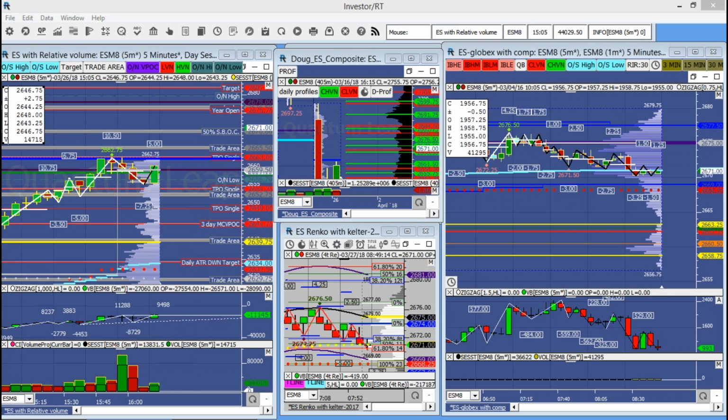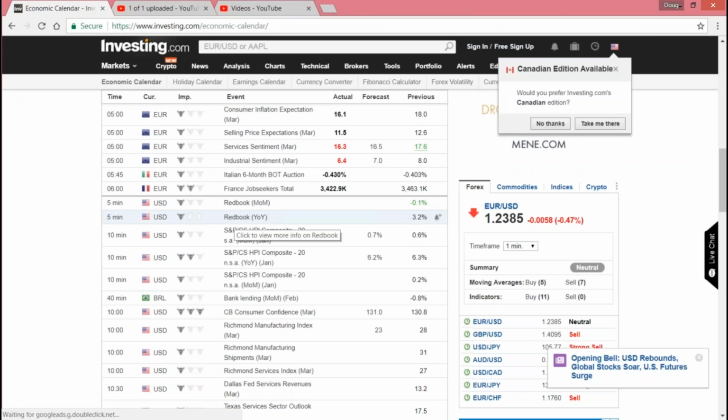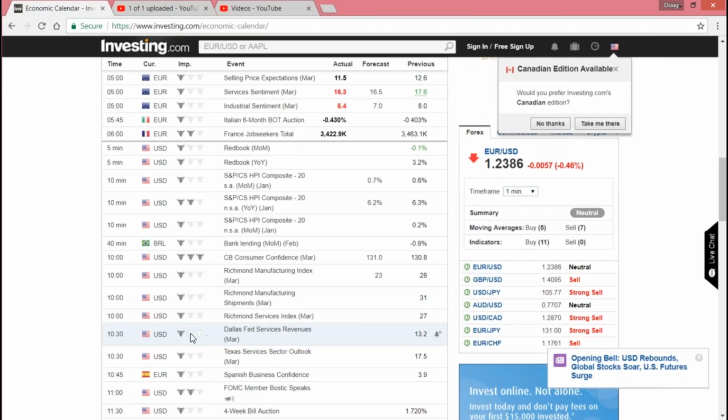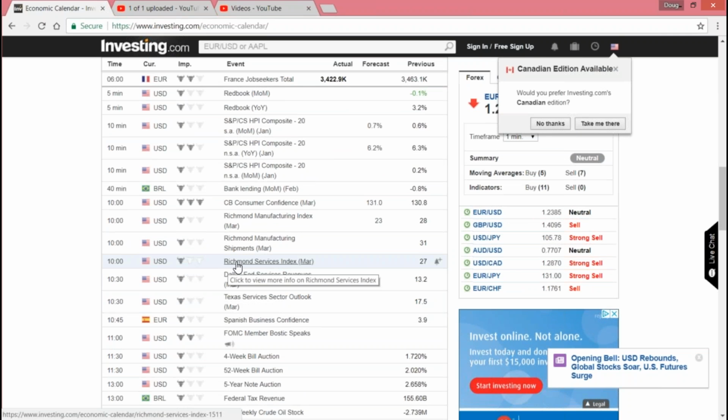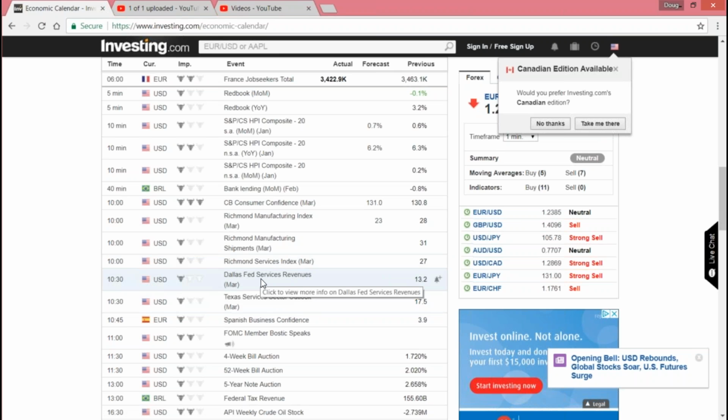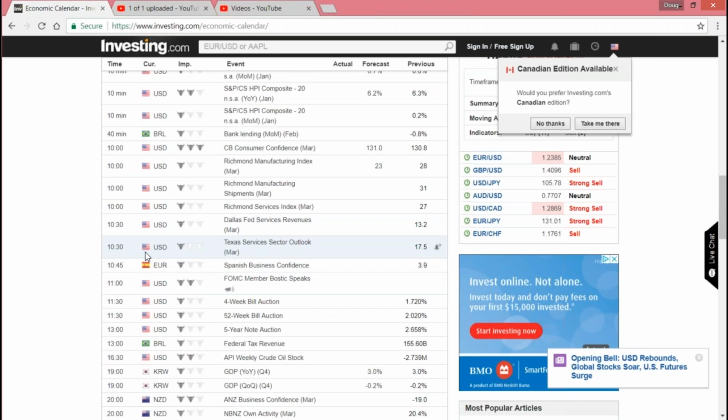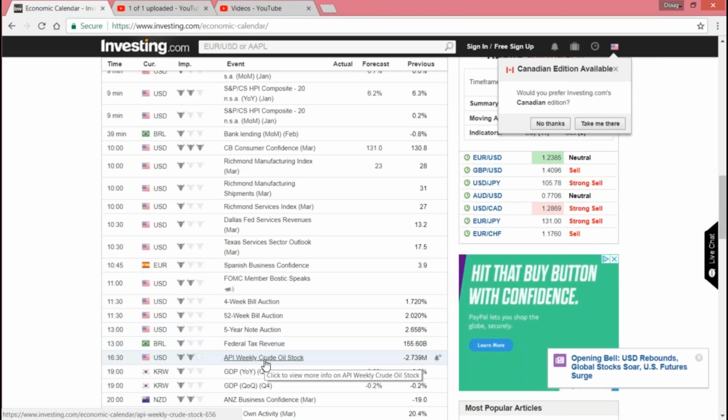Quick look at the news. We have Redbook coming out in 5 minutes, not really a market mover. In 10 minutes, we've got the CS HPI composite. But the big news today will be at 10 o'clock, and that's when we get the CB consumer confidence and the Richmond manufacturing, Richmond service index, and then at 10:30 we get the Dallas Fed revenues and the Texas services sector's outlook. And then 11 o'clock we've got Bostic speaking from the Fed. 11:30 we've got the 4-week and the 52-week note auction. 1 o'clock we've got the 5-year note, and at 1:30 we've got the API weekly crude. So quite a bit of scheduled news.